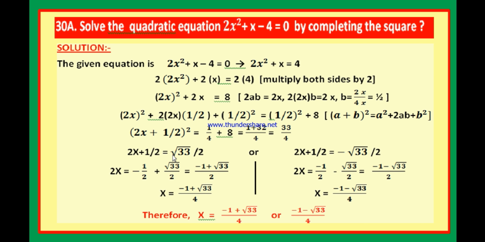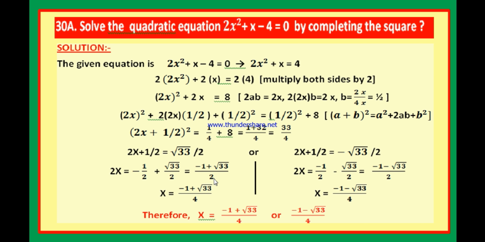Therefore 2x plus 1 by 2 is equal to root over 33 by root over 4, that is root over 33 by 2. This is plus or minus. Therefore once you take positive value and in the second case you take negative value. Therefore 2x plus 1 by 2 is plus root 33 by 2 and 2x plus 1 by 2 is minus root 33 by 2. Now in this case 2x is equal to, take this plus 1 by 2 to other side, then it is minus 1 by 2 plus root 33 by 2.